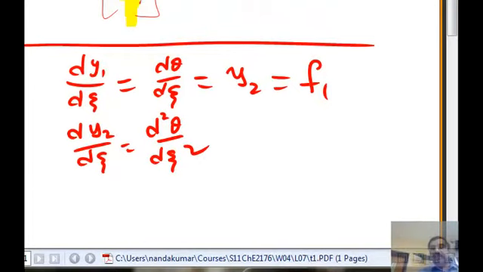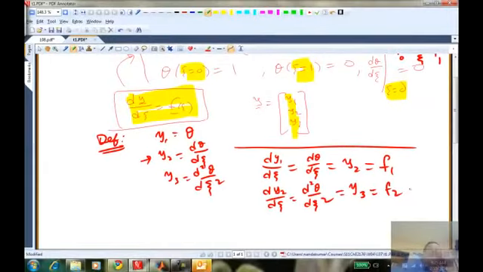And then I say, okay, what is d squared theta d psi squared? It's just y3. So that gives me my f2. So I found out f1, I found out f2. Okay? So I have 2 equations I already know. dy1 d psi equals y2 and dy2 d psi is equal to y3.